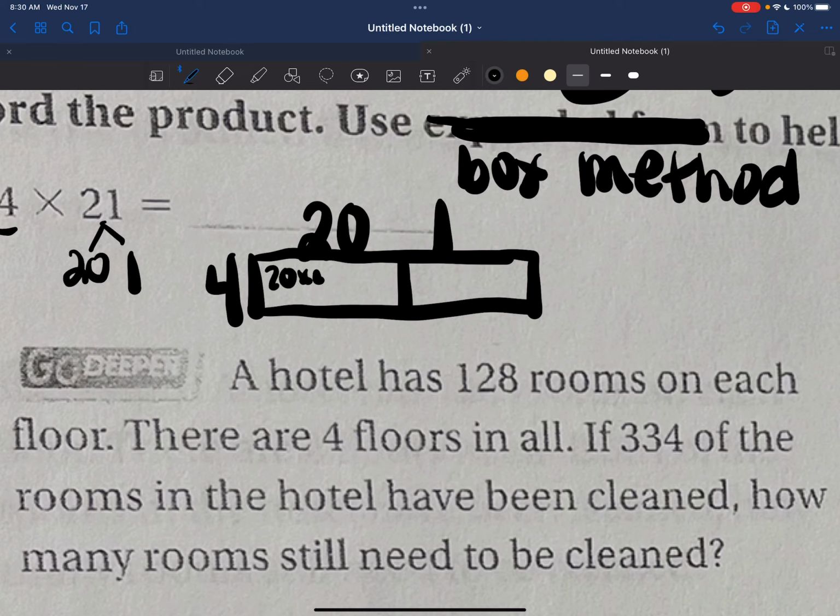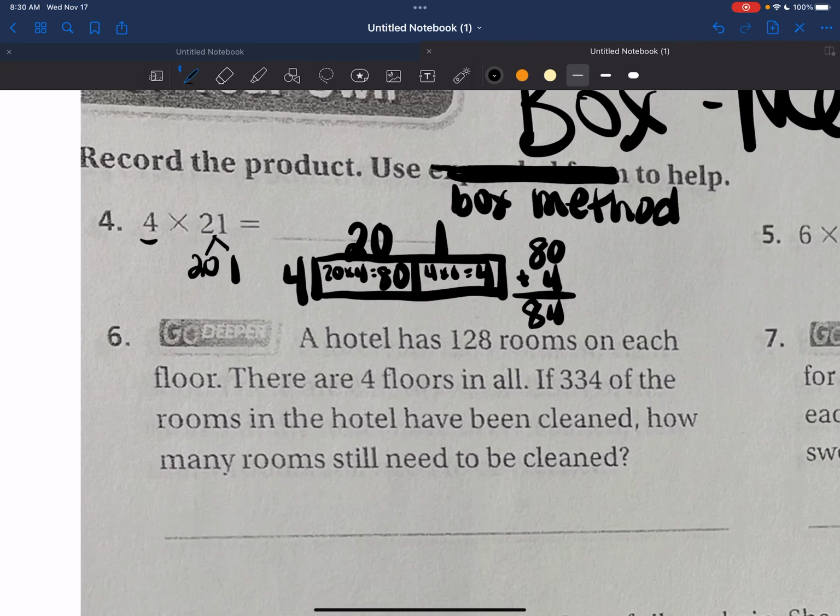20 times 4 equals, cover your 0, 4 times 2 is 8, add your 0 back, 20 times 4 is 80, and then 4 times 1. 4 times 1 is 4. And then add your boxes together. 80 plus 4 is 84. So 4 times 21 should be 84.